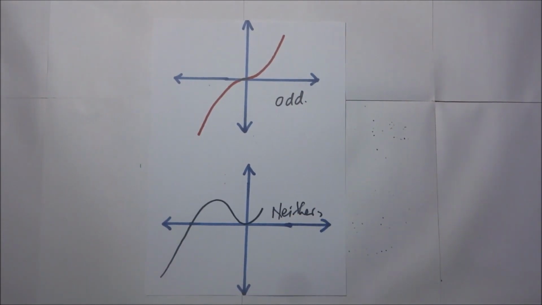So we have taken note of that. When we want to identify graphs that are representing odd or even functions, the key thing to take note of here is that odd functions are symmetrical about the origin, or they have a rotational symmetry about the origin, and even functions are symmetrical about the y-axis.